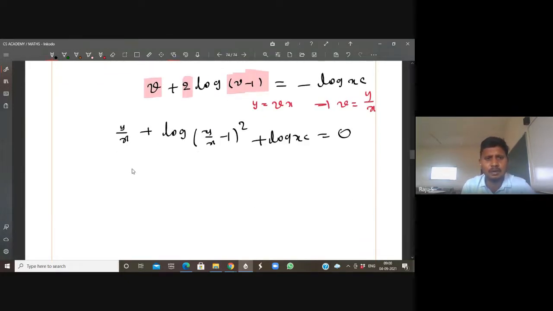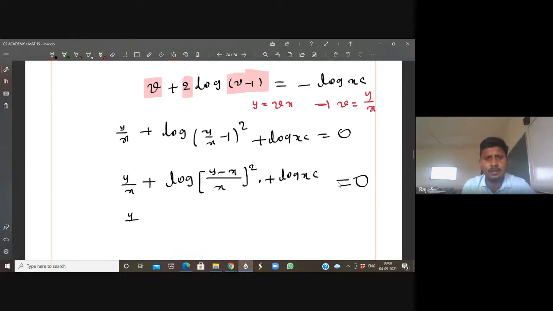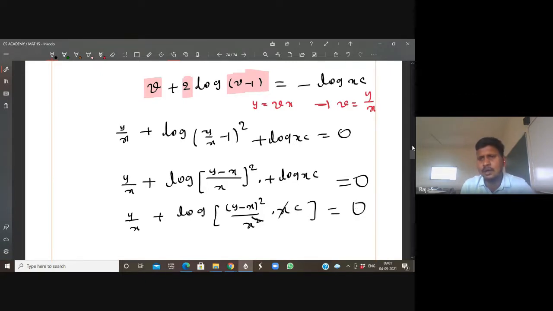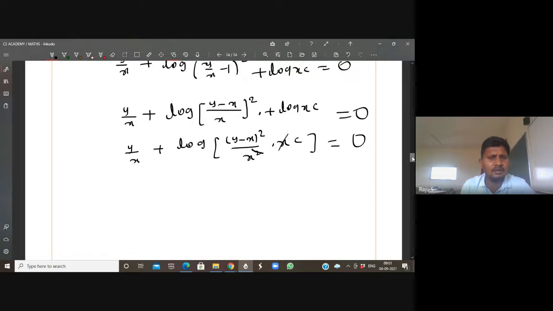Now log a plus log b, and y by x plus log, what is the LCM here? x is LCM. (y minus x) the whole square, plus log c. This is log a plus log b from log ab. So y by x plus log of (y minus x) the whole square by x square, log ab formula, into x into c is equal to 0. x and x get cancelled. Okay students, can anyone tell what is the answer they have given?